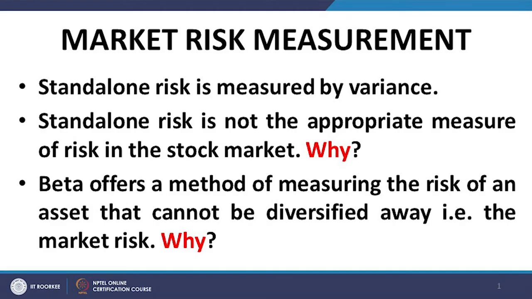What does the CAPM tell us? The CAPM tells us, number 1, that standalone risk can be measured by variance. In fact, standalone risk should be measured by variance. Why? Because it is the total risk of a security. The total risk of a security is likely to contain a significant component of residual risk, and therefore, when you are handling individual securities, you should focus on total risk, because the component of unsystematic or residual risk would also be significant when we are talking about an isolated security. So, insofar as an individual security is concerned, we should measure its risk by the standalone risk, which is the variance or the standard deviation.